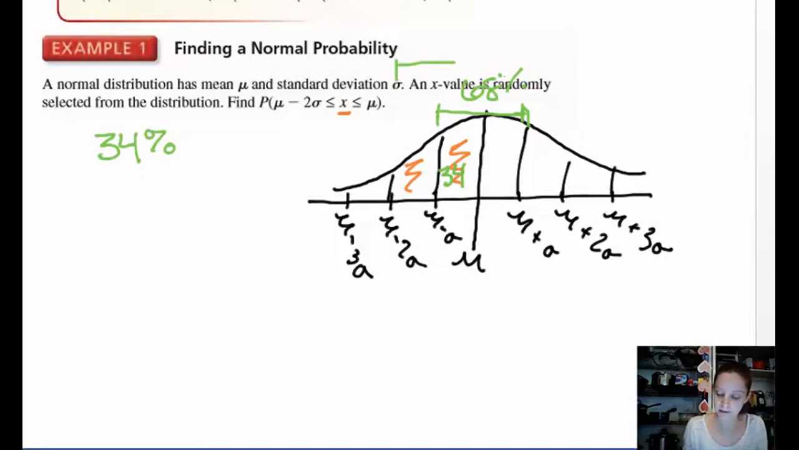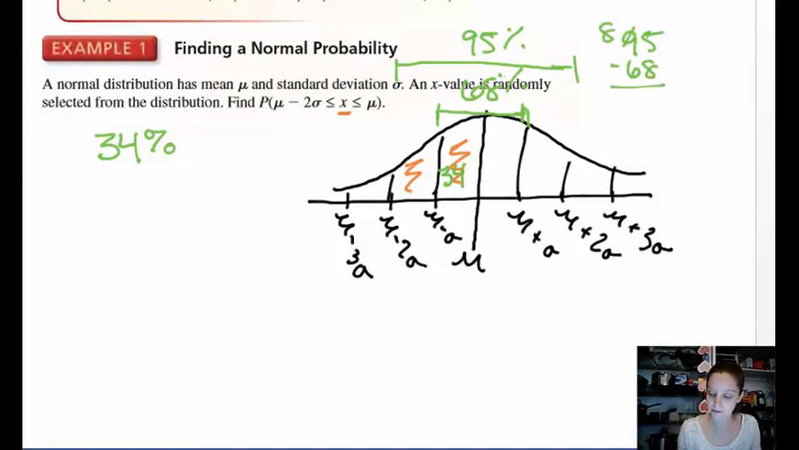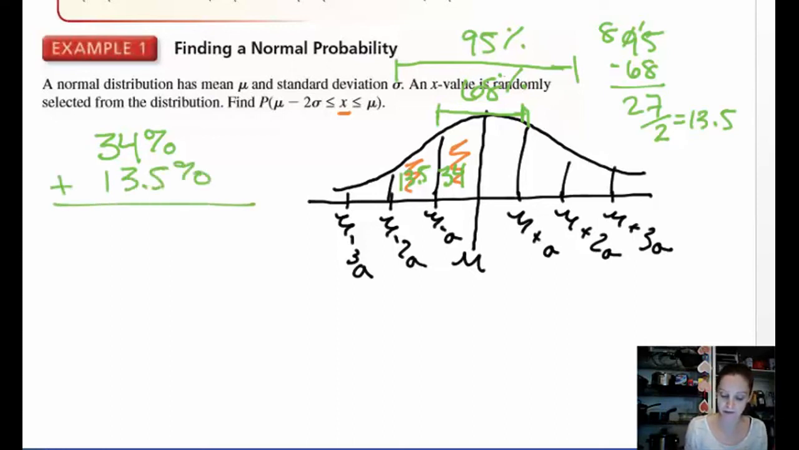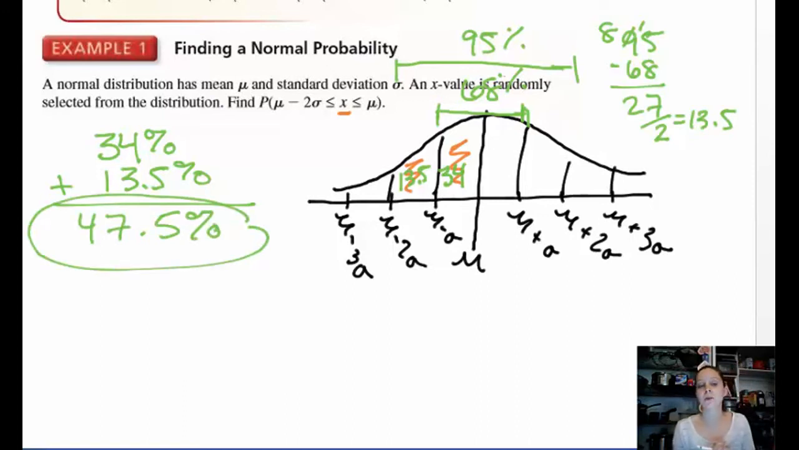And then we have 95% of the data is within 2 standard deviations of the mean. So let me find the difference of 95 minus 68. 8, that's 15, 7. So that's 27. I'm going to have to divide it in 2 to find those 2 separate blocks. So 27 divided by 2 is 13.5. So this is 13.5% of the data that lies in that block. And then I can add that together. So the answer is 47.5% of the data lies in those 2 blocks.